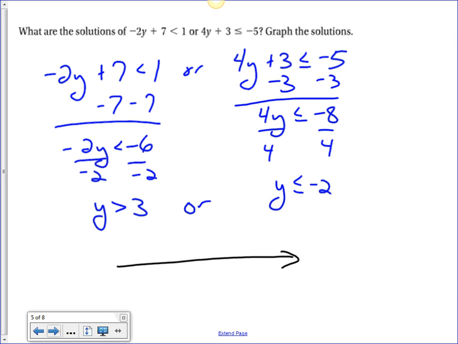Well, this time we have to remember which one's the bigger number, which one's the smaller number. I'd have a -2 on this side, a 3 over here. I know that at my -2, I've got a closed circle, and I'd have an arrow going to the left since it says less than or equal to -2. On the other one, we got an open circle at 3, and we'd have an arrow going to the right since it says y is greater than 3.